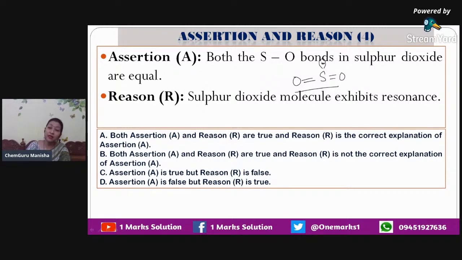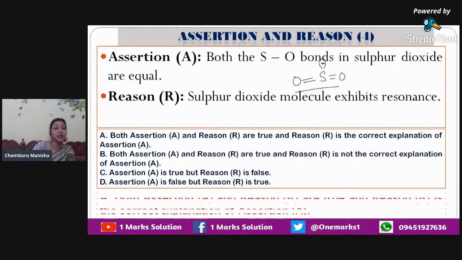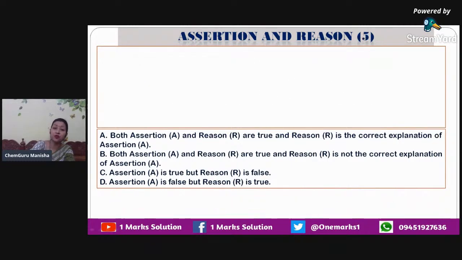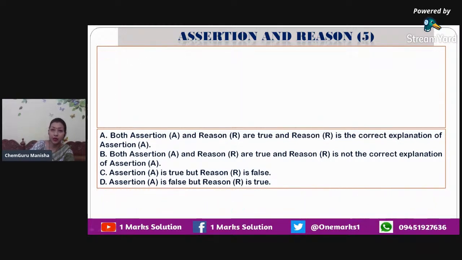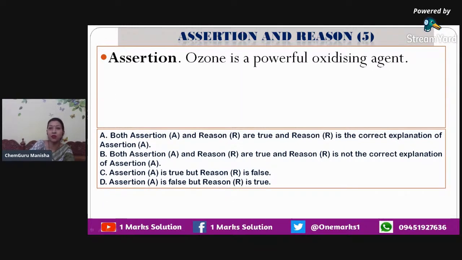Now, do you think it exhibits resonance? Yes, it does, because the lone pair of electrons can go from here to there and oxygen can change its position. So resonance will happen. So here for this, the answer is A. Assertion is also true. Sorry, reason is also true, and it is very well explaining the assertion. And that's why the bonds are equal, because resonance brings stability to the compound.